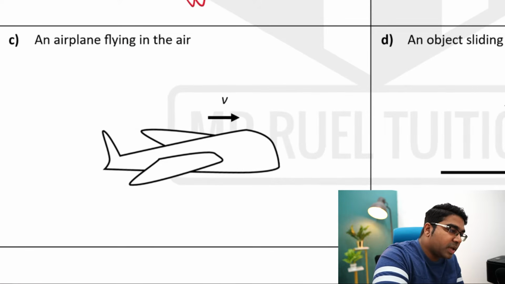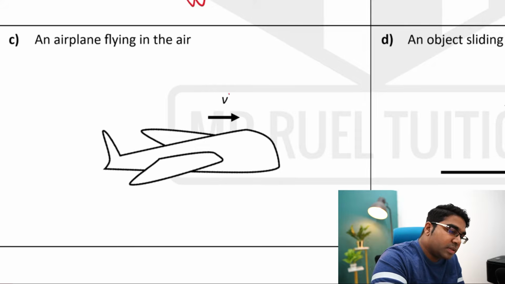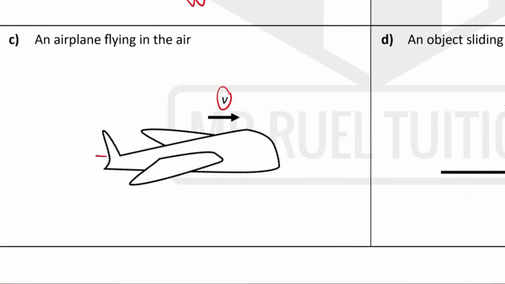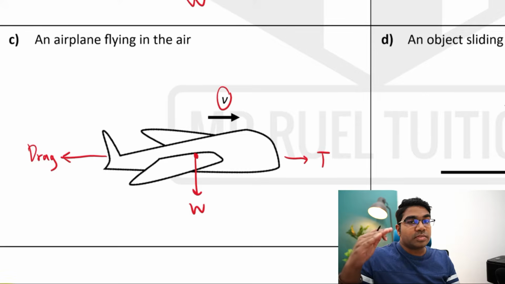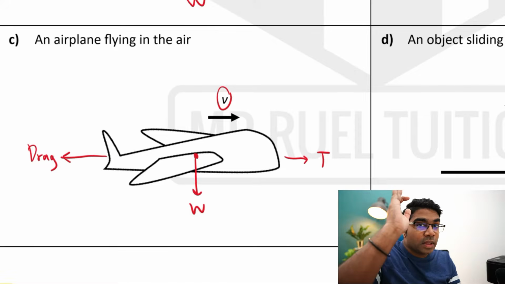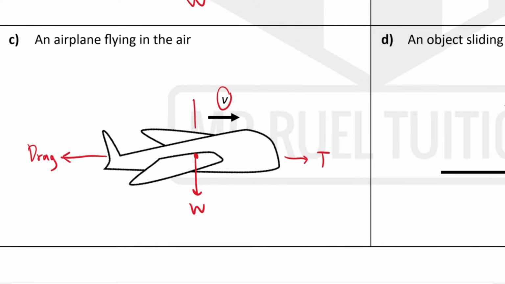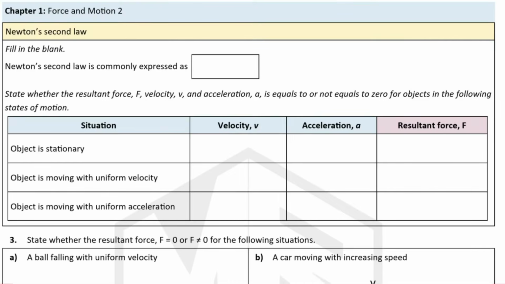Let's look at an airplane flying in the air. Since it is moving this way, again we have resistive forces acting in the opposite direction, which is called the drag, which is just air resistance. And then we have, of course, the engine thrust working in the forward direction, and the plane definitely has mass, therefore it has weight, and there must be a force that is lifting the plane up, which is called the lift.